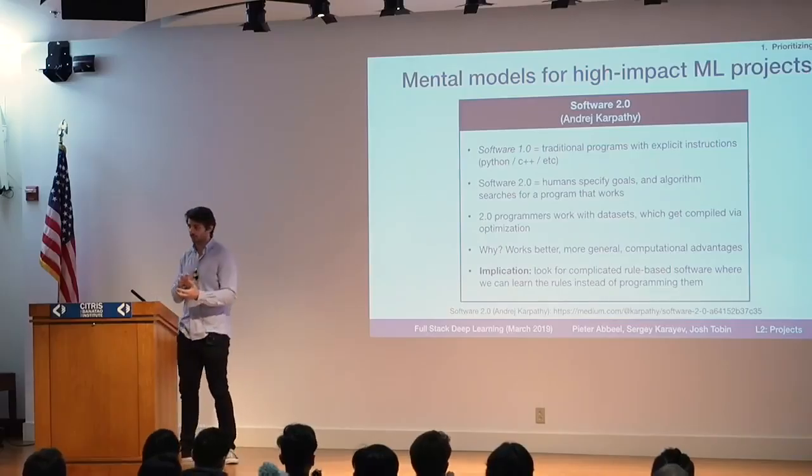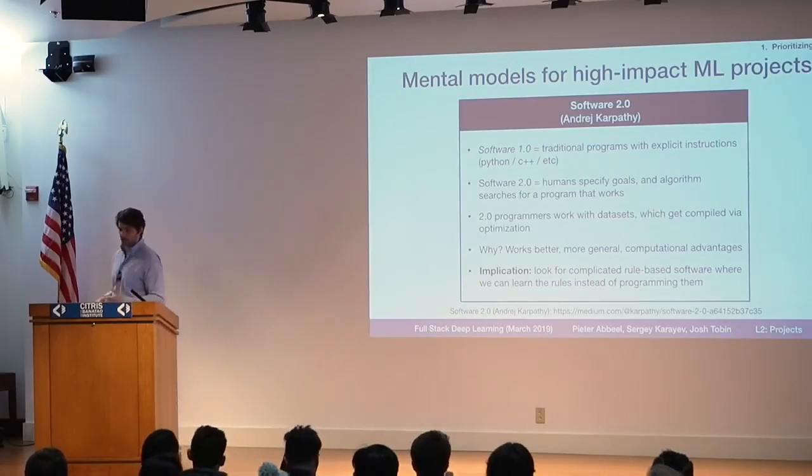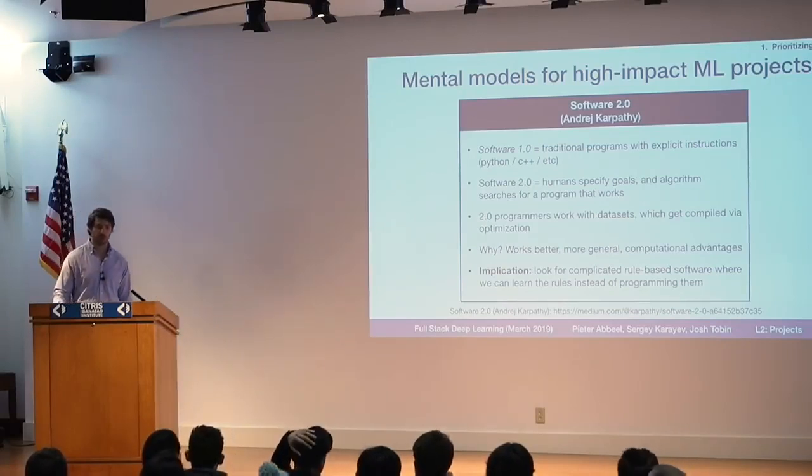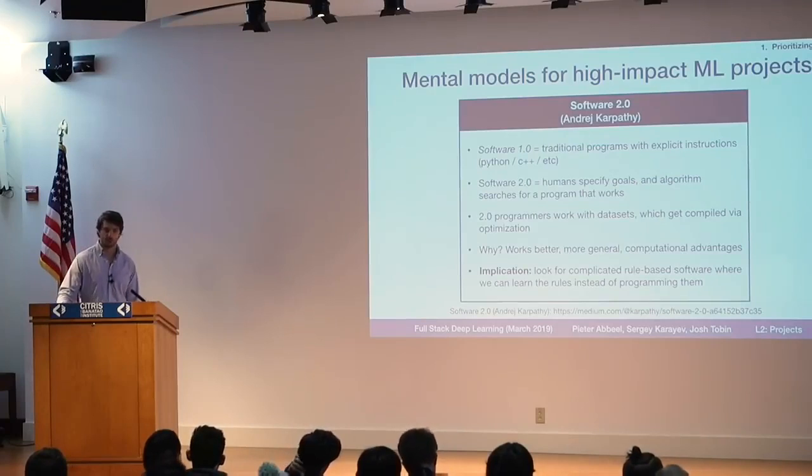And so, if you take this lens of looking at project selection, the implication is to look for parts of your pipeline that already exist that are super complicated and where humans write a lot of rules, and then see if gradient descent can write better rules than them.